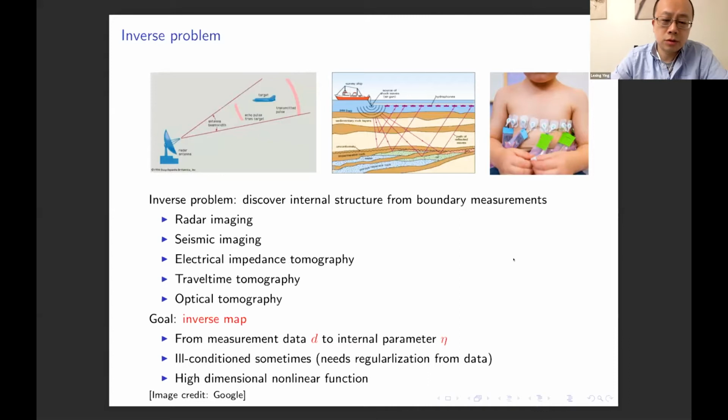The second main challenge is related to high dimensionality. Because we're trying to recover a field rather than just one parameter, if you're trying to recover all the parameters inside a domain, eta itself is a function, it's a field. So naturally, we're working with high-dimensional problems. And often this high-dimensional problem is nonlinear, because the mapping between the data and eta is nonlinear. Okay. Now, let me proceed.